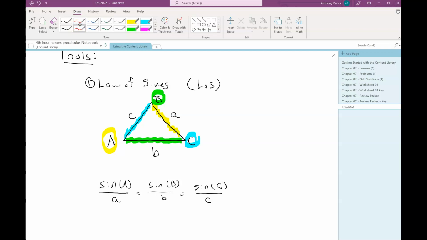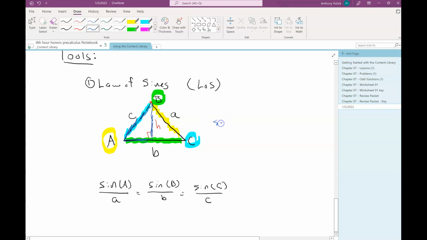So why is this true? Where does this formula come from? Well, this is how we come up with this. I'm going to pick one of these angles, say angle B, and draw in a perpendicular from angle B to the opposite side. I'm going to call that side h. So that forms a right triangle here that I've drawn in blue.